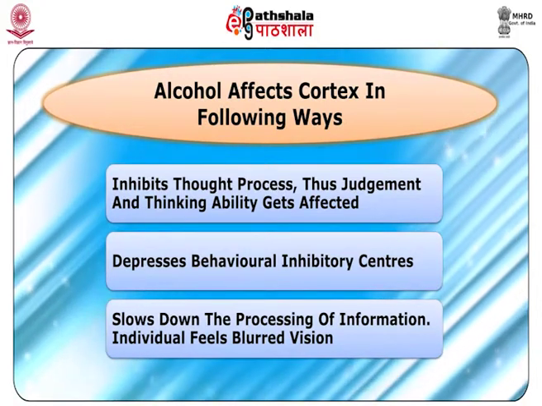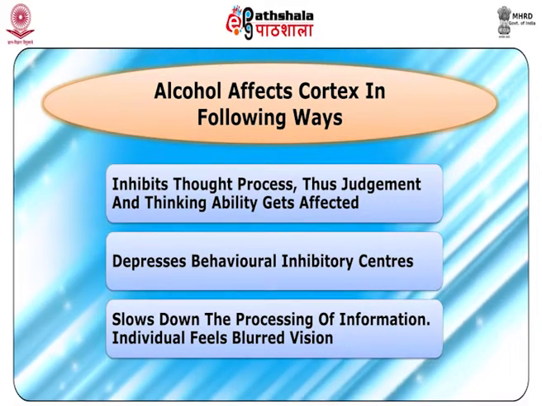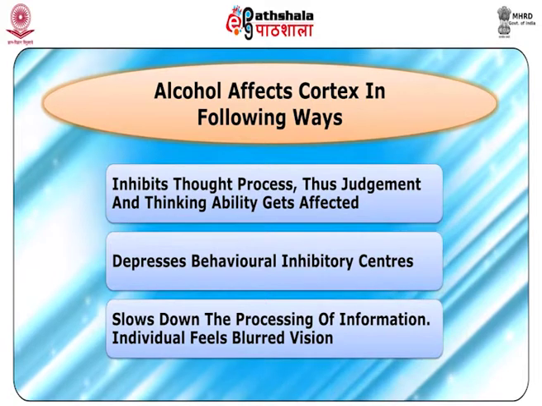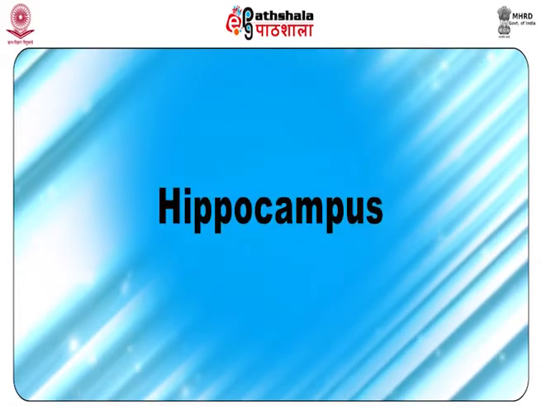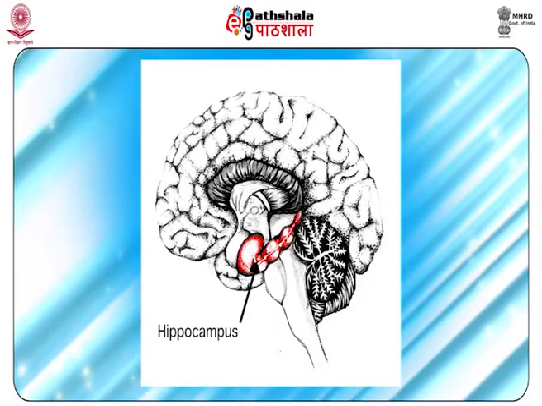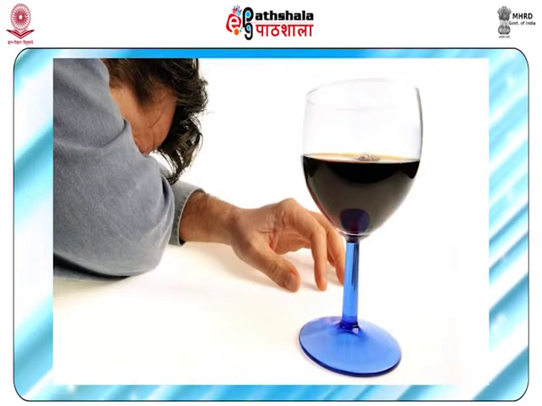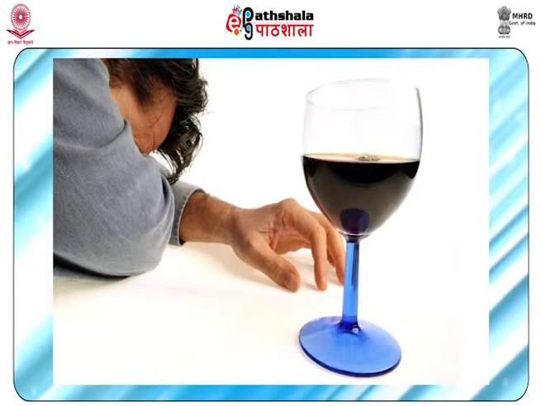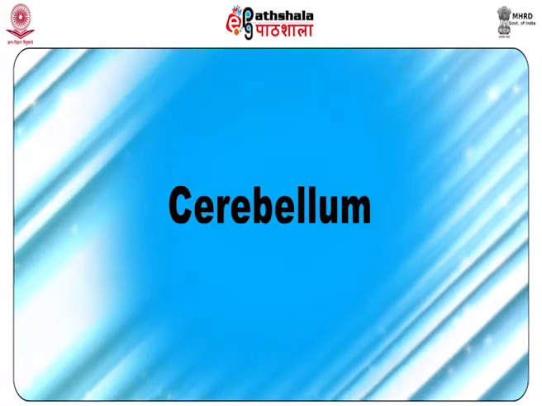It slows down the processing of information obtained from the senses. The individual feels blurred vision and difficulty in hearing, smelling, and tasting. The threshold for pain also increases. Next is the hippocampus. This region controls the emotions and memory of a person. As an effect of alcoholic intoxication, the person is subjected to exaggerated states of emotion like anger, aggressiveness, etc., coupled with memory loss.